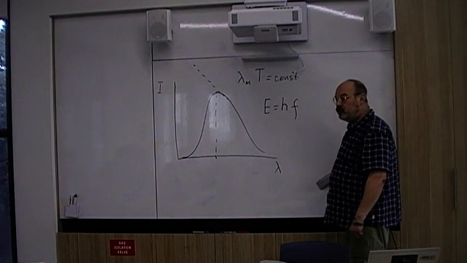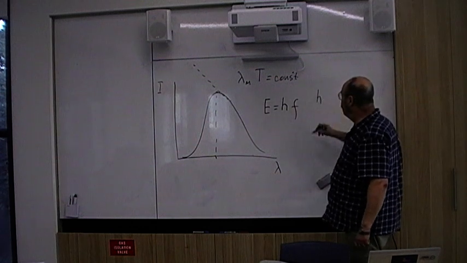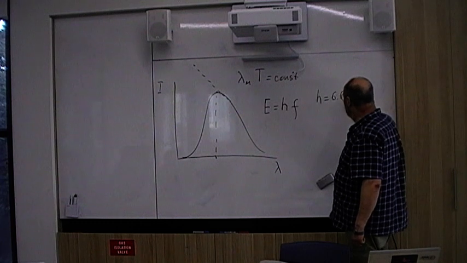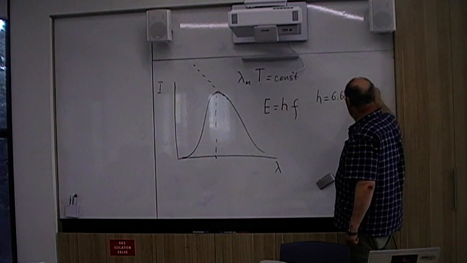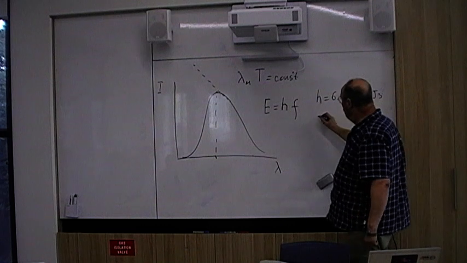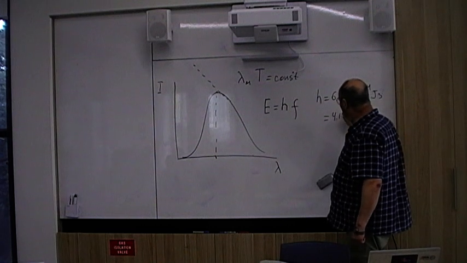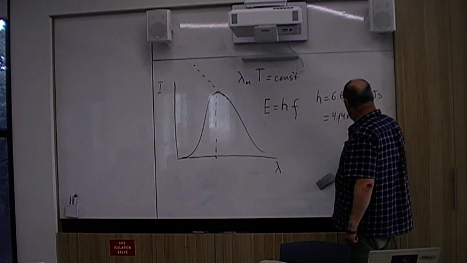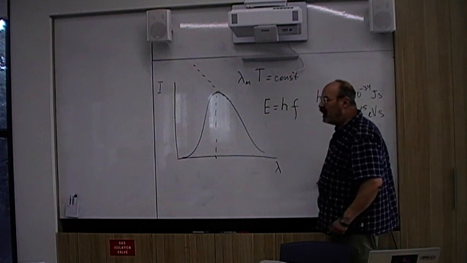There are two values for it we will be using. One is in joules: 6.63 times 10 to the negative 34 joule seconds, or 4.14 times 10 to the negative 15 electron volt seconds.